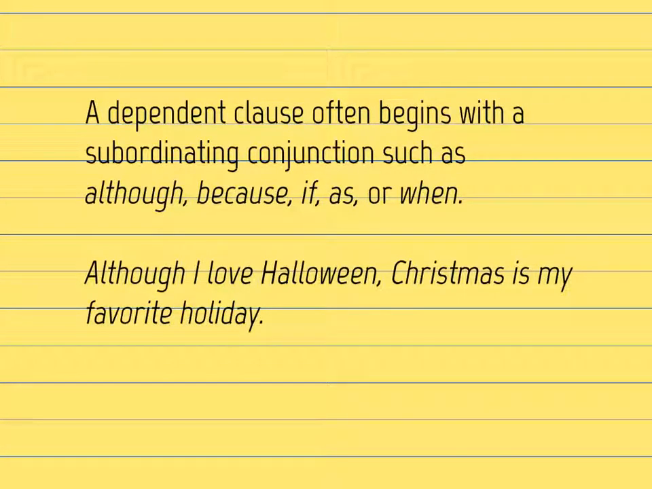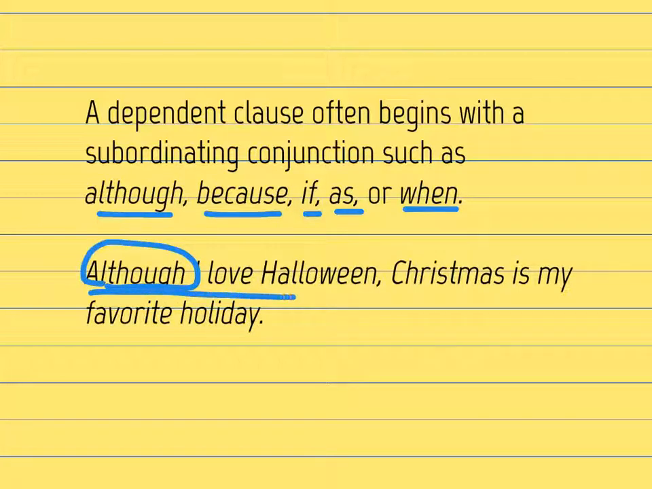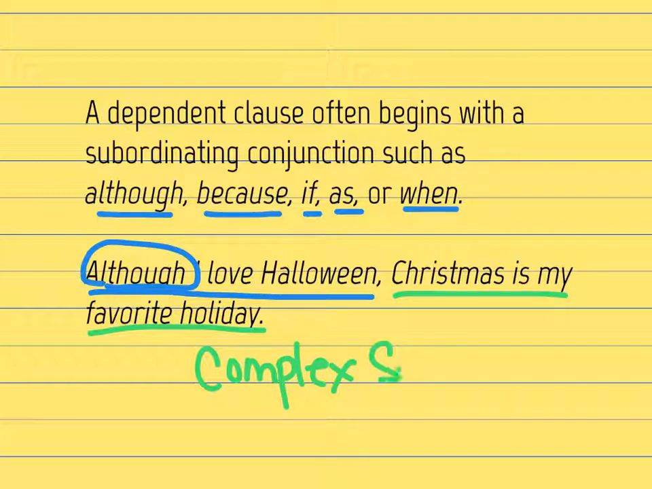Remember that your dependent clauses often begin with subordinating conjunctions such as although, because, if, as, or when. And although I love Halloween, Christmas is my favorite holiday. Here's your subordinating conjunction. Here's your dependent clause. Christmas is my favorite holiday. That's your independent clause. And so when we join those two together, we have what's called a complex sentence.